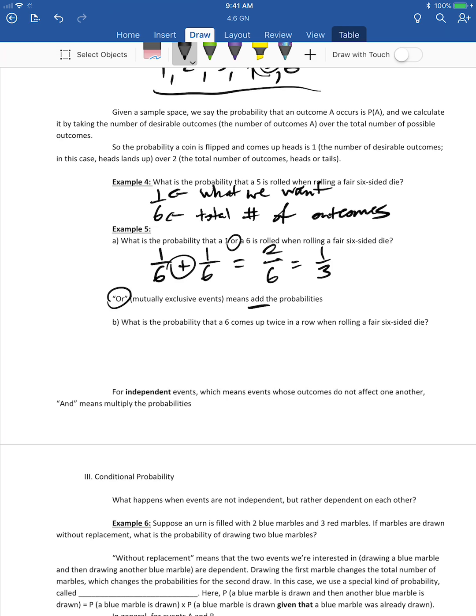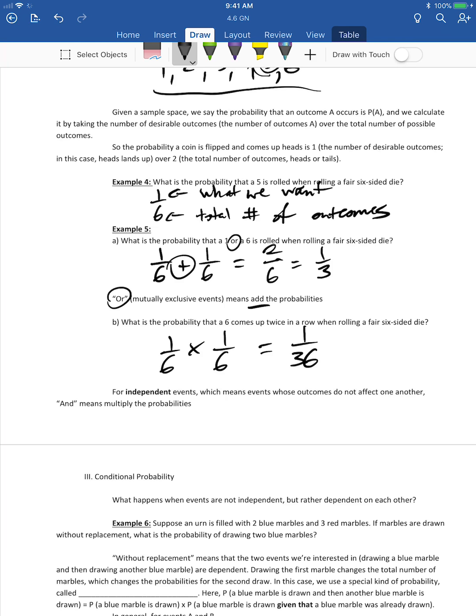What about something like a letter B? What is the probability that a 6 comes up twice in a row when rolling a fair 6-sided die? The probability that I roll a 6 the first time is 1 over 6. And then the probability I roll a 6 a second time is 1 over 6. So I'm rolling a 6 and I'm rolling a 6 again. That means I multiply my probabilities.